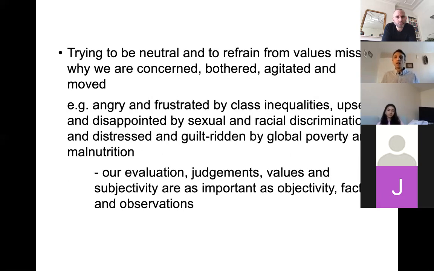Now, what tends to happen with a liberal social science approach, trying to remain neutral or trying to refrain from values, I think is just wrong. Because it misses out why we are concerned and bothered about the world, why the world is, frankly, messy, shitty, bad, unjust. We are agitated, we are concerned. That's why we are interested in exploring the social sciences, exploring the nature of the social world. Because we are concerned individuals, concerned citizens.